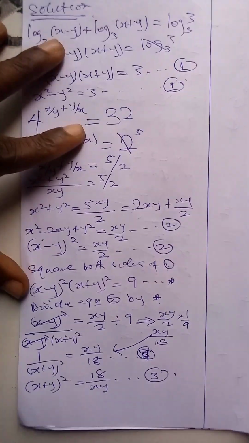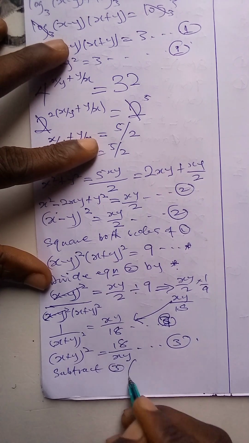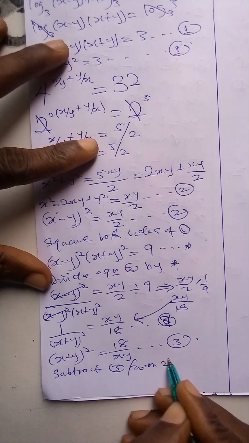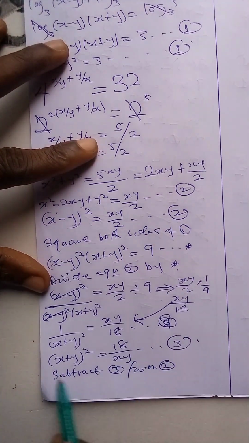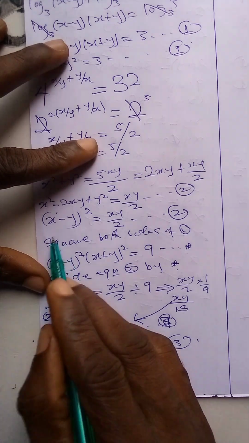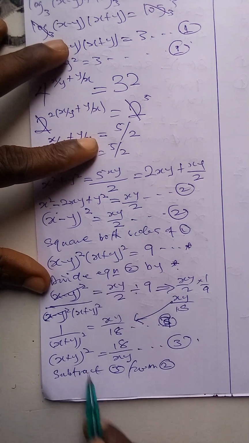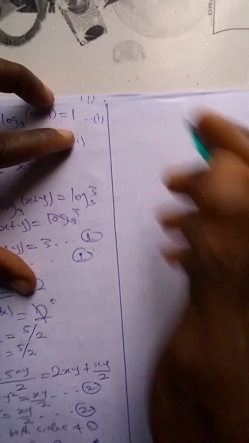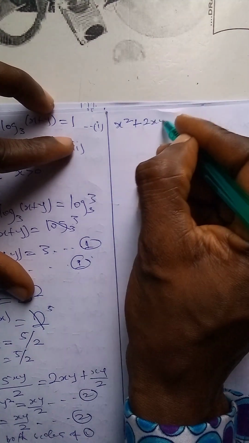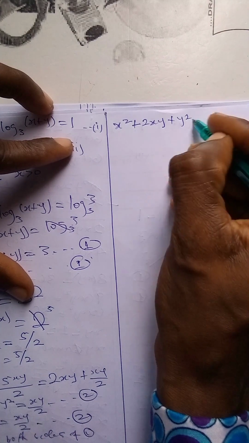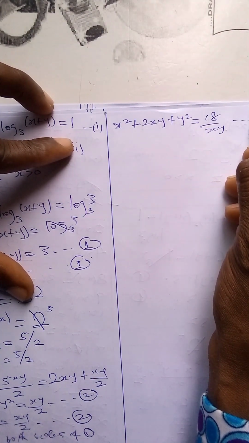Now, to proceed, we need to subtract equation 3 from equation 2. This is equation 3 and this is equation 2. We need to subtract them. But before we do that, let's expand the bracket and also this bracket. Already this bracket has been expanded to this, and this one will expand into x squared plus 2xy plus y squared. We will have 18 over xy. That is our equation 3.